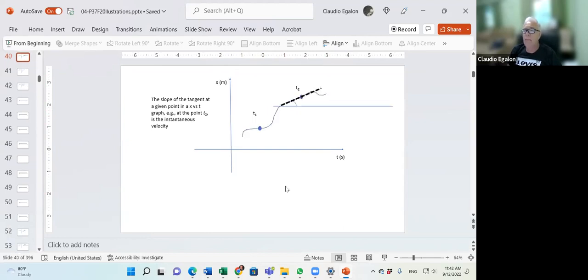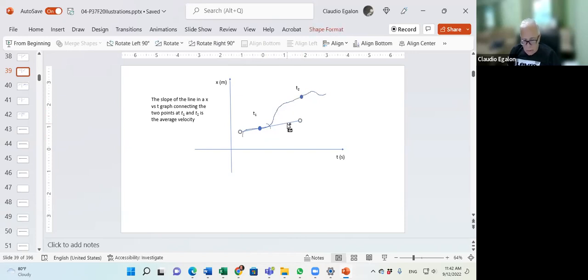Here's another example of an x versus t graph, far more complicated than the other two, right? Here's a picture of instantaneous velocity. This instantaneous velocity has a shallow slope. And here's another case of instantaneous velocity. I'm going to get a line that's tangent to this curve right in here. The slope of this tangent line is equal to the instantaneous velocity.